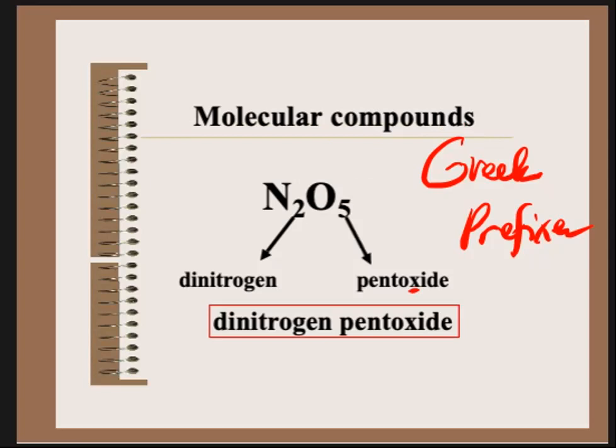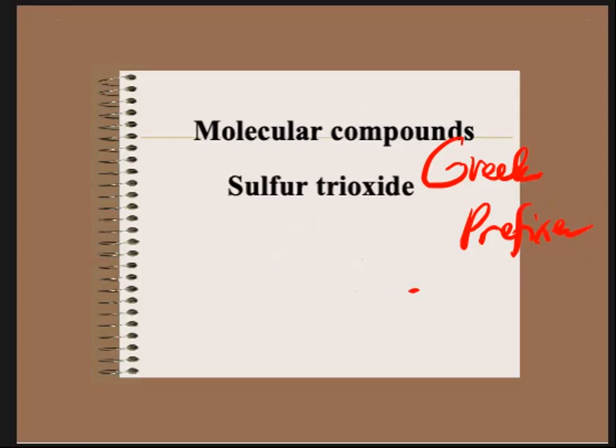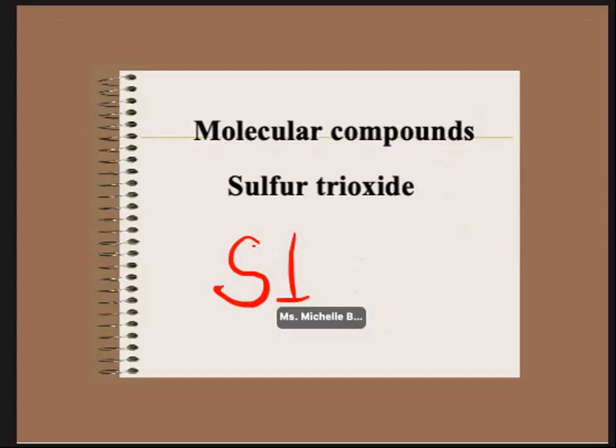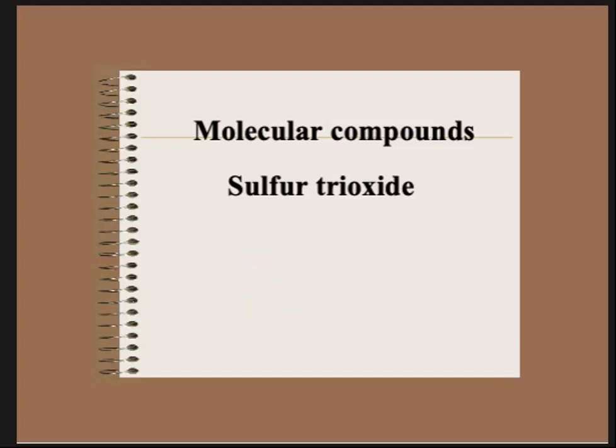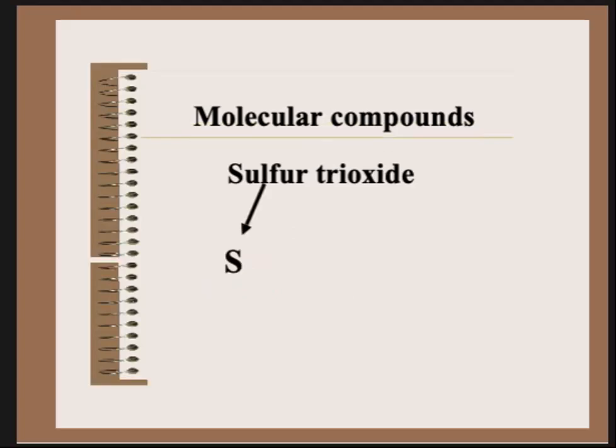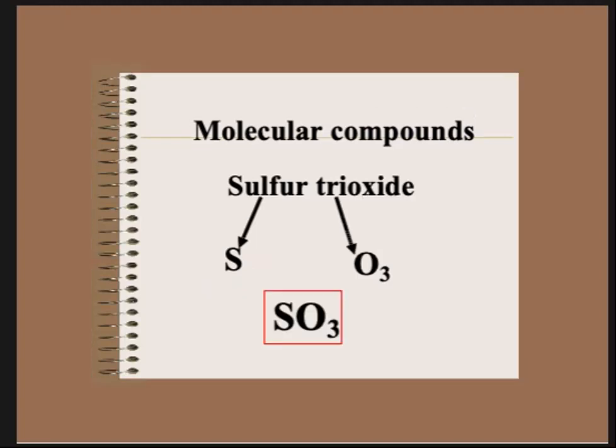Can you recall now this lesson in grade 9? Next, we have sulfur trioxide. Write the formula of sulfur trioxide. We have SO3, trioxide. How did we do that? Again, sulfur S, trioxide O3. So that's SO3.